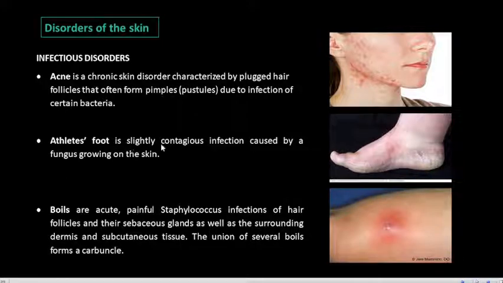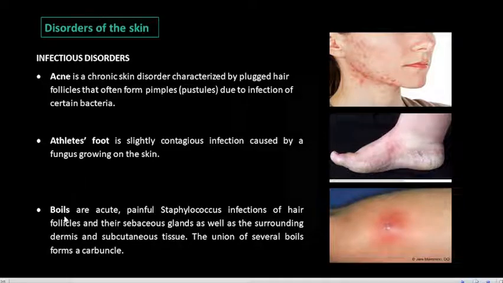So, this is a slightly contagious infection caused by a fungus growing on the skin. So, ang athletes natin, usually very active sila. So, hindi natin maiwasan na ang kanilang feet is always nasa loob ng shoes or rubber shoes and moist. Kung saan may something na moist, may tutubo din na fungi, no, fungus. So, kailangan ninyo dito ng antifungal medication.